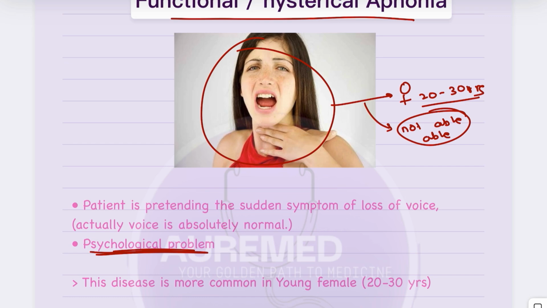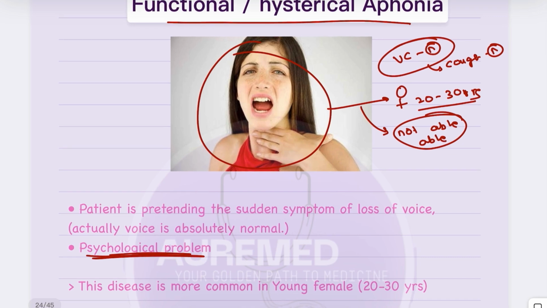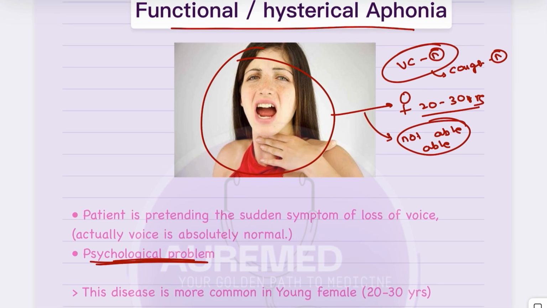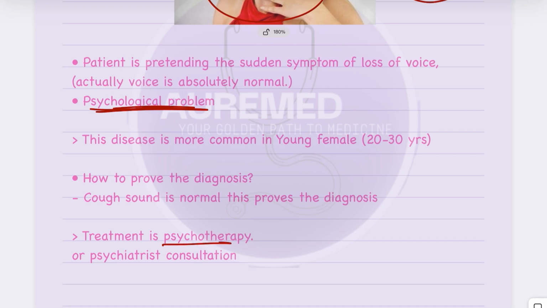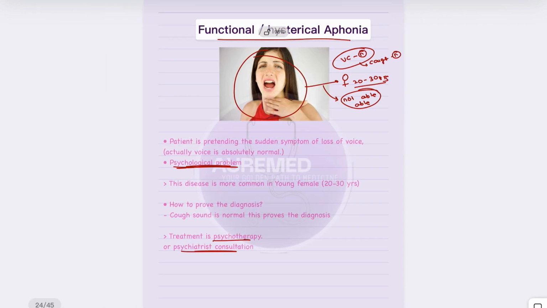Now, how is functional or hysterical aphonia diagnosed? First of all, you need to ask the patient to cough because the vocal cords are normal here as well. That's why the cough reflex will also be normal. But if you ask the patient to cough, normally the patient won't cough. So you have to use some tricks, like while you're palpating the patient or while you're hearing the breath sounds, you can ask the patient to cough. If you can hear the cough sounds, this is mostly because of a psychological problem, and then you can just help with psychotherapy and give a psychiatric consultation and the patient is all right.